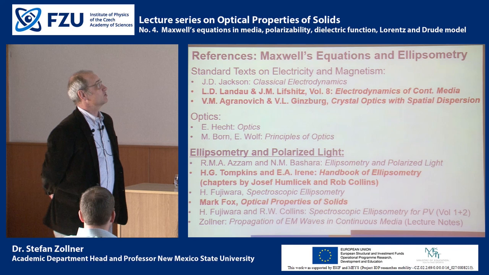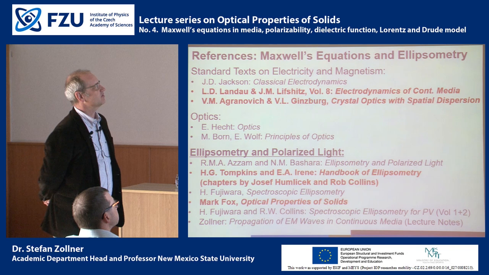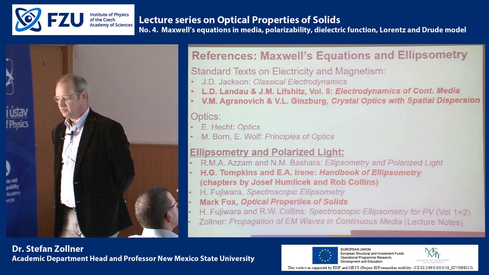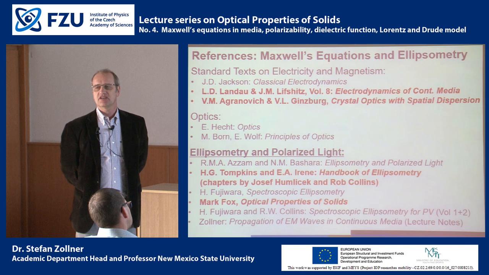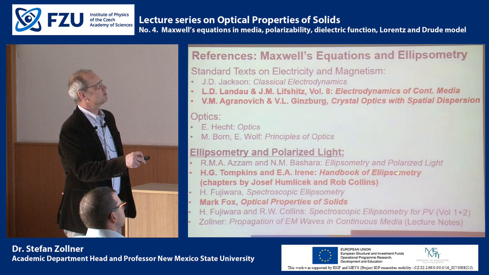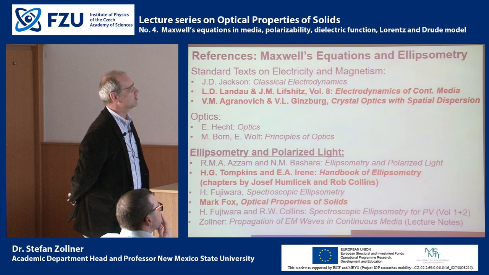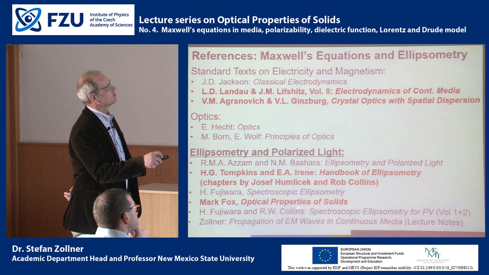Here, as I always do, are some references in case you want to do some reading. The volume 8 of Landau-Lifschitz on continuous media is very, very good. There is also a book by Agronovich and Ginsberg, which I did not know about until I prepared for today's lecture. And that deals with some very complicated things that you would never normally think of, such as spatial dispersion and crystal optics in highly anisotropic materials. The Handbook of Ellipsometry also includes chapters by Josef Humlicek and Rob Collins, which deal with the propagation of electromagnetic waves in continuous media. And a very simple introduction is given by Mark Fox on optical properties of solids. So these are the references that I would recommend.